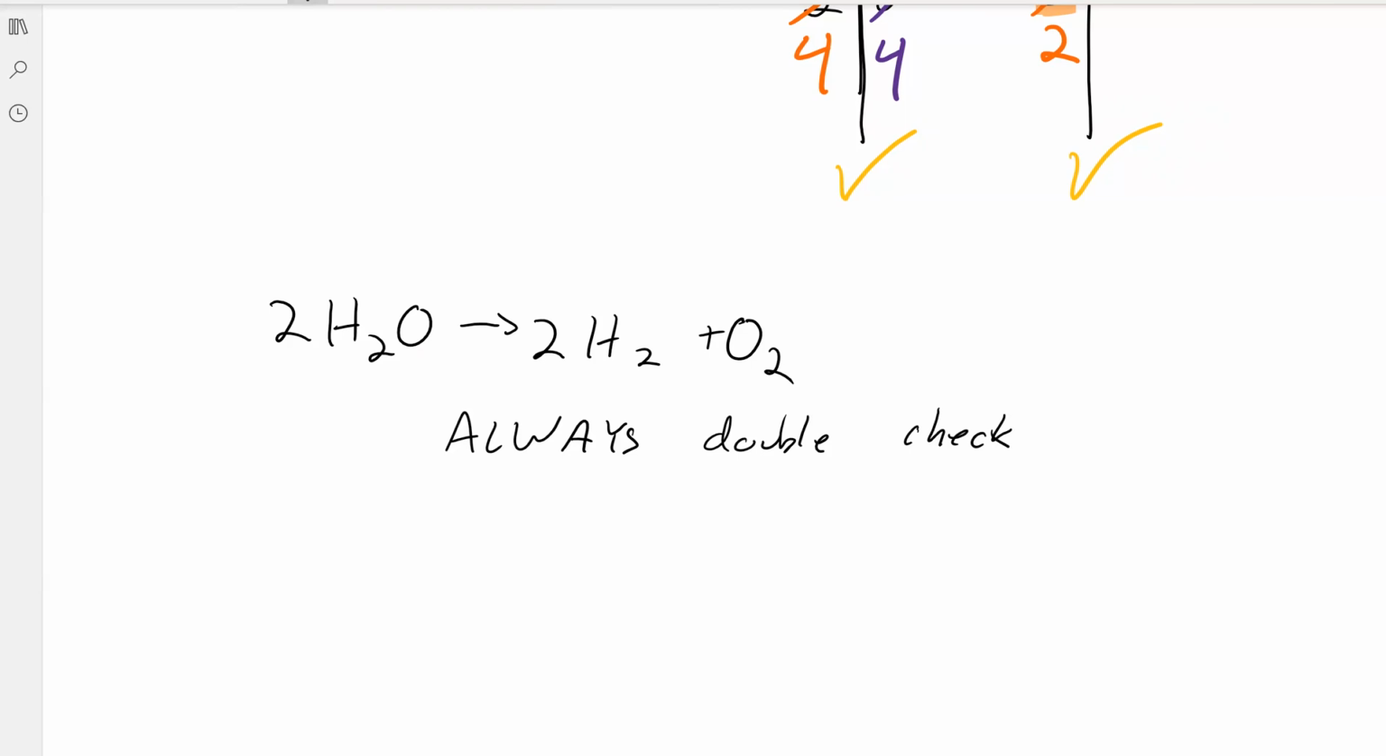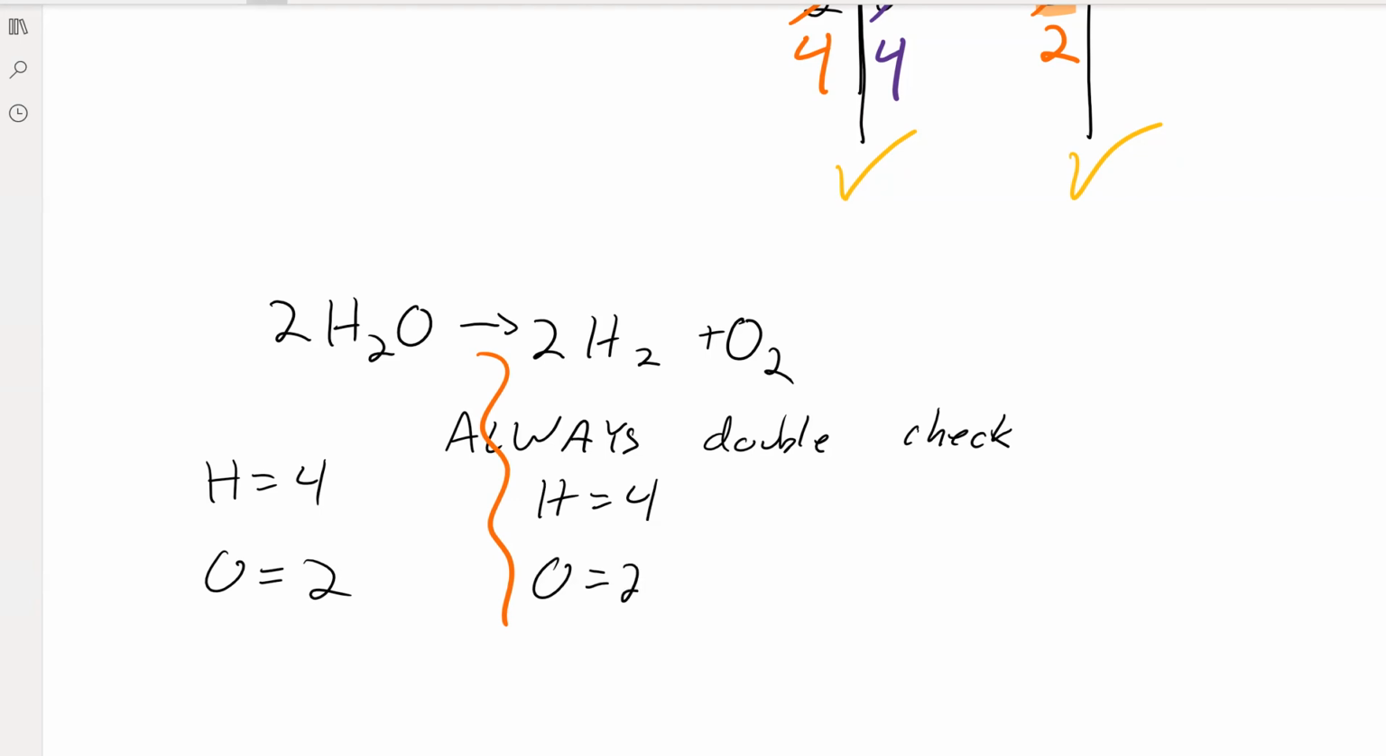And then in this case, for the double checking, I'm just going to draw a line right here. And then I'm going to say on the left side, I've got 4 hydrogens, and then I've got 2 oxygens. On the right side, I've got 4 hydrogens and 2 oxygens, which all checks out, and my equation is indeed balanced.